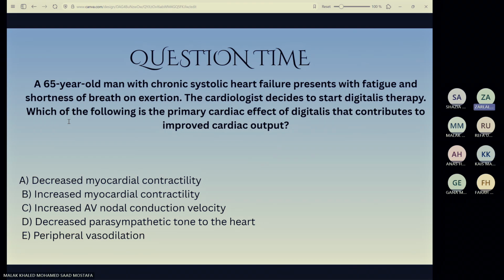Any other answers? Okay, the correct answer is B. It will increase contractility because it's a positive inotropic agent. Okay, let's move on.